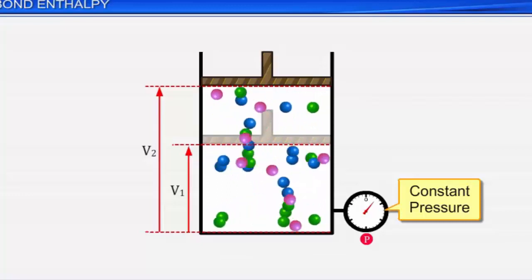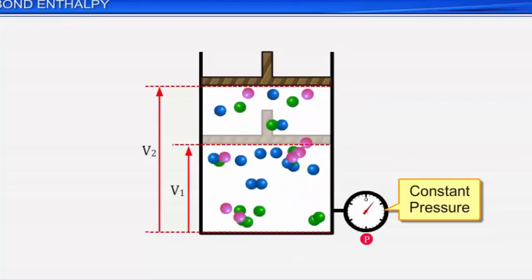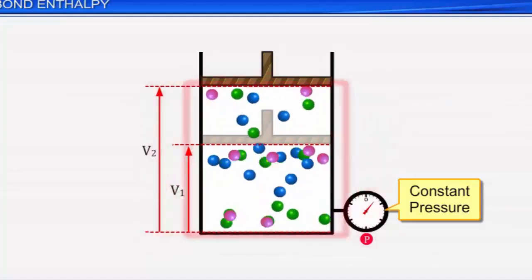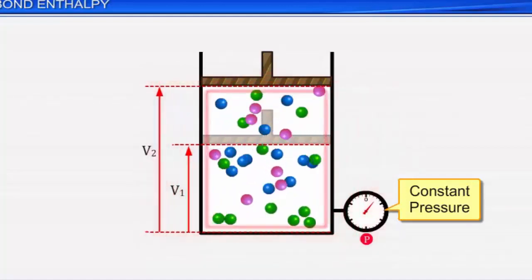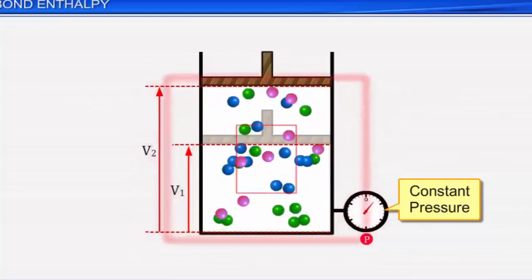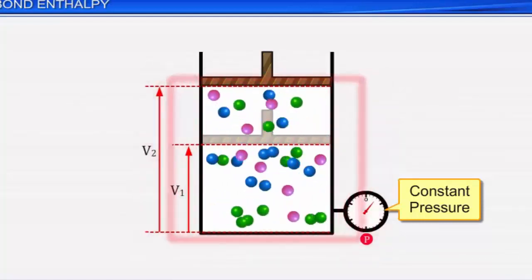To understand this, assume a chemical reaction occurring at a constant pressure. Let us assume that the reaction is exothermic and also involves gaseous substances. When the reaction proceeds at constant pressure, two possibilities arise.